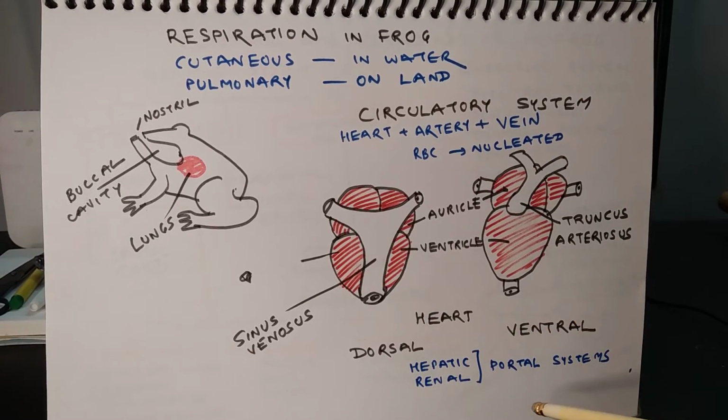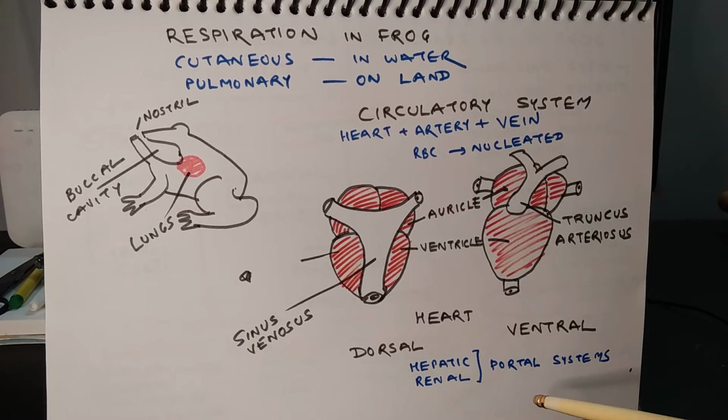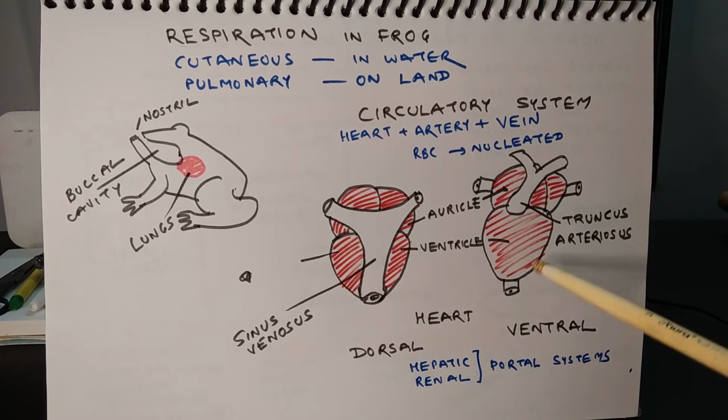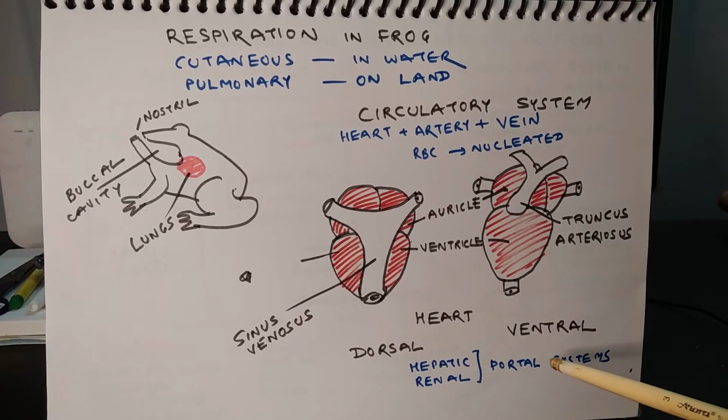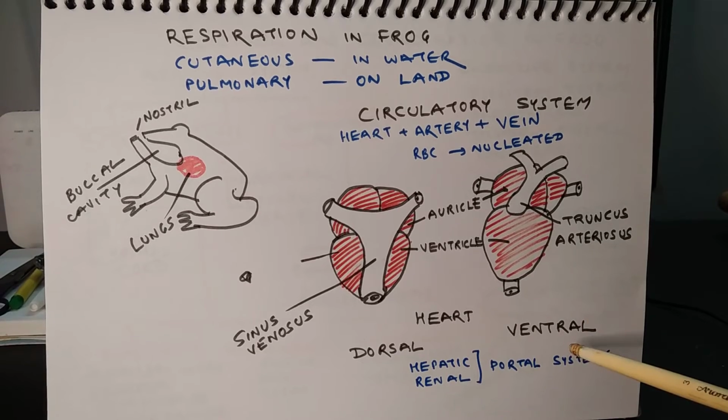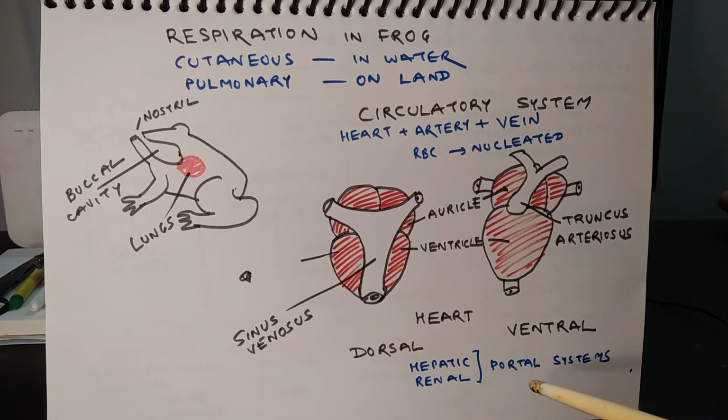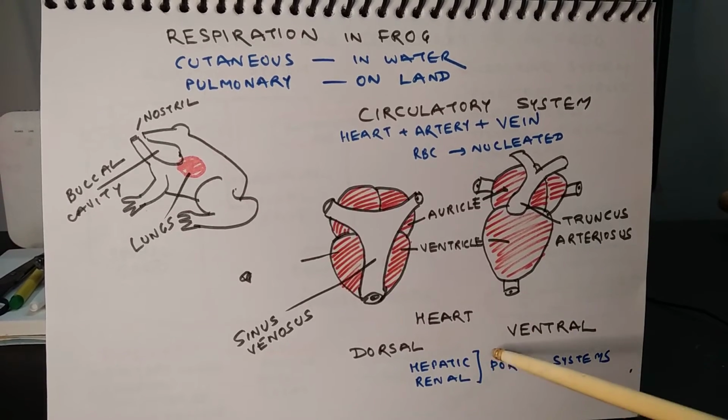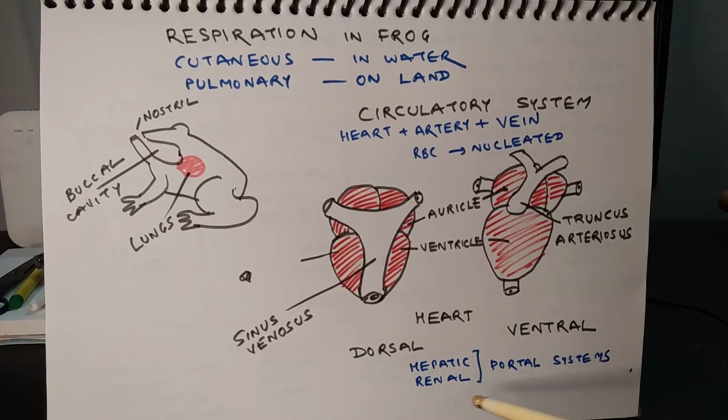Apart from this, there are portal systems also in the body of a frog, and they are hepatic portal system and renal portal system. There is a network of veins which connects intestine to liver, and this network is called hepatic portal system. And in case of renal portal system, the veins go from kidneys to lower parts of the body.